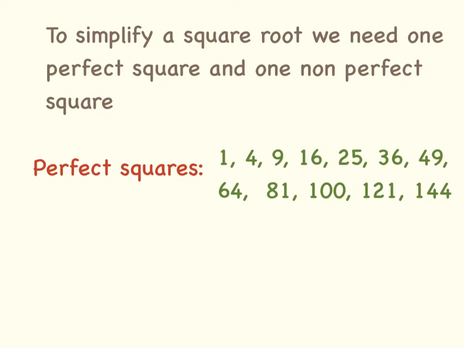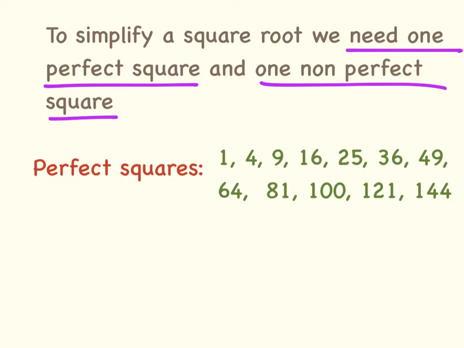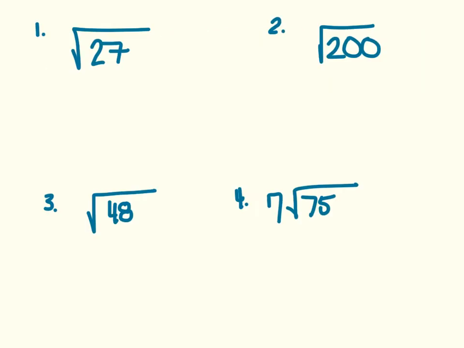So let's go ahead and get this definition in our notebook. To simplify a square root, we need one perfect square, let's underline that, and one non-perfect square. So we've talked about perfect squares, we've factored perfect squares, and I've listed out our perfect squares. Hopefully you're pretty familiar with them. We've played that in several games as well. So let's go ahead and attack a few questions.